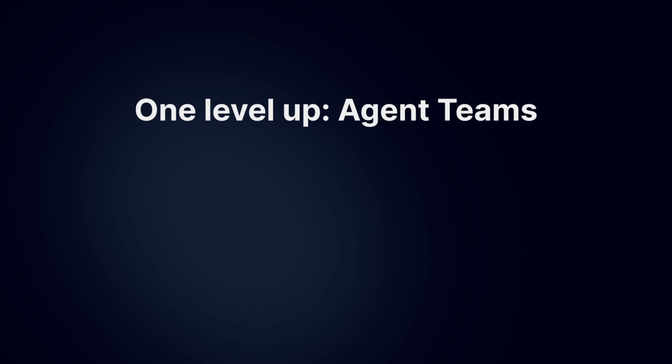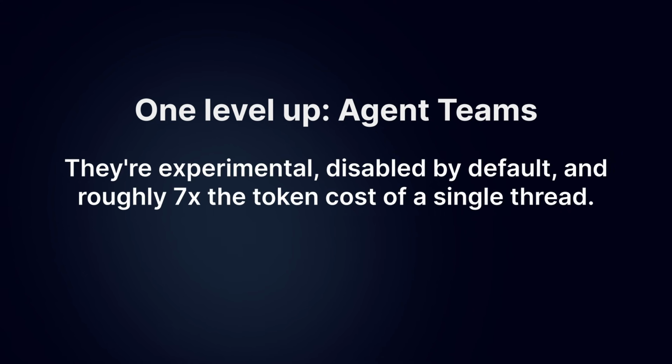One level up, agent teams. They exist. They're experimental, disabled by default, and roughly 7 times the token cost of a single thread.